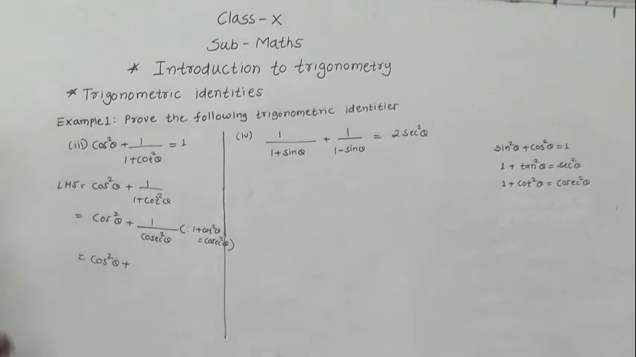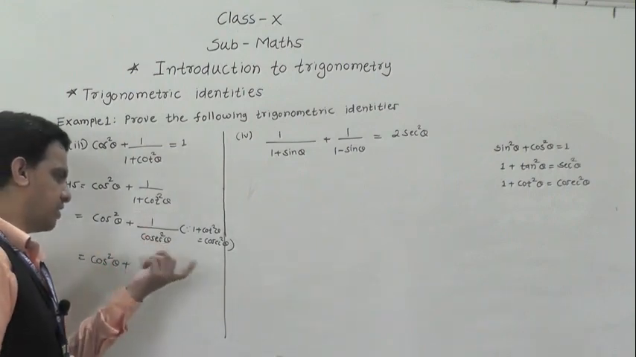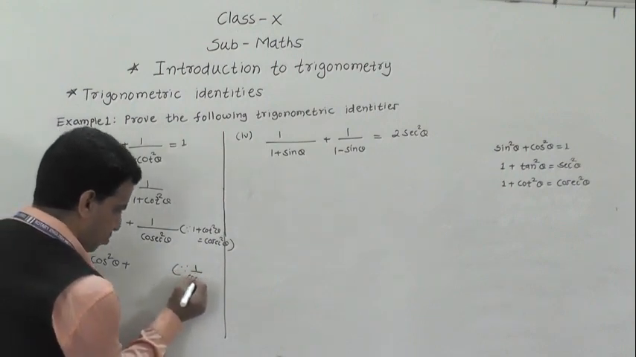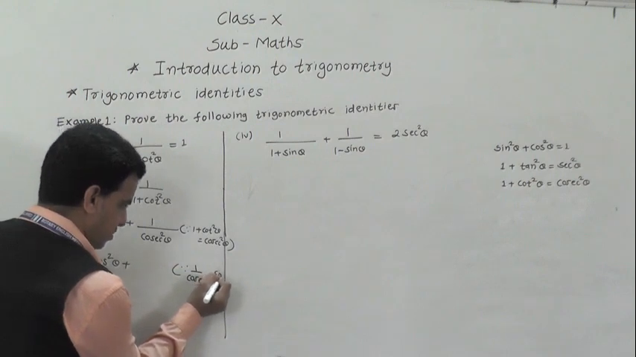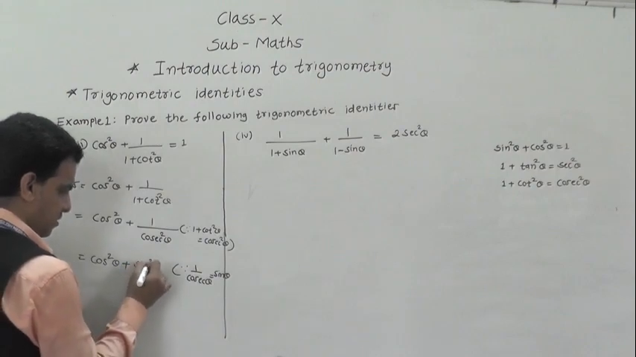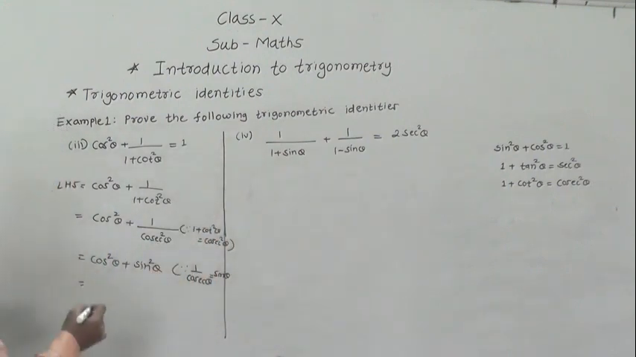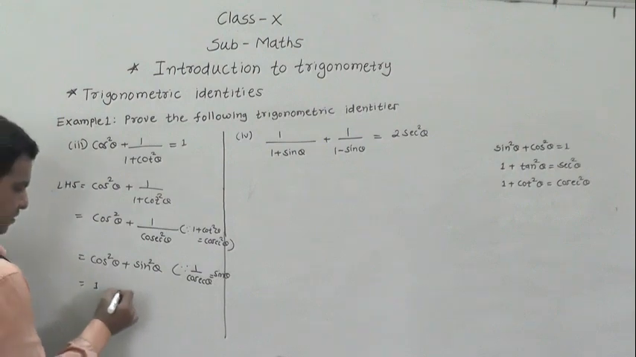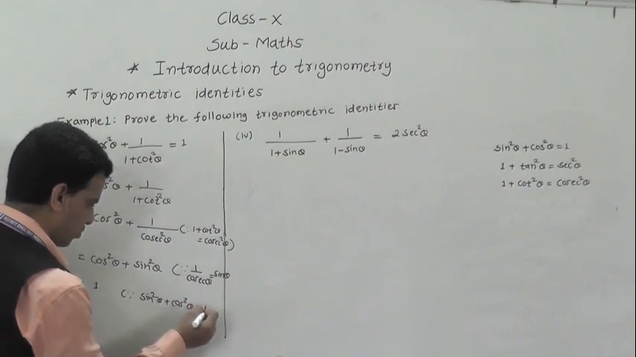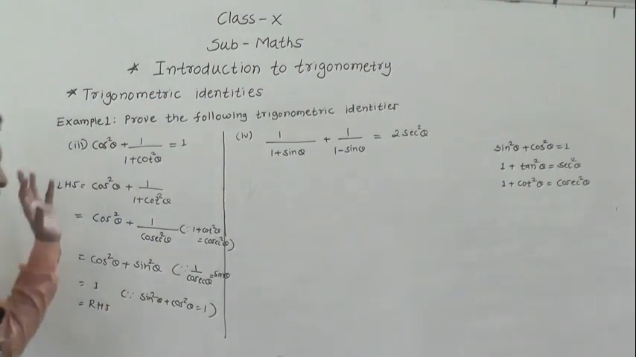Now we know that sin theta and cosec theta are reciprocal of each other. So 1 upon cosec theta is sin theta. So instead of 1 upon cosec square theta, here I am writing the reason, 1 upon cosec theta is equal to sin theta. So 1 upon cosec square theta we can write as sin square theta. And cos square theta plus sin square theta, this value is 1 by the first identity. Since sin square theta plus cos square theta is equal to 1, this is the RHS. Okay, so this one is easy.